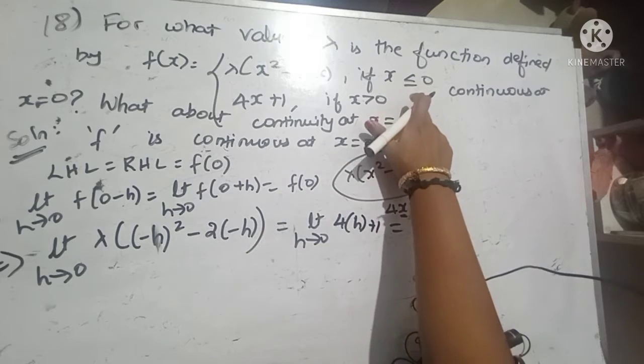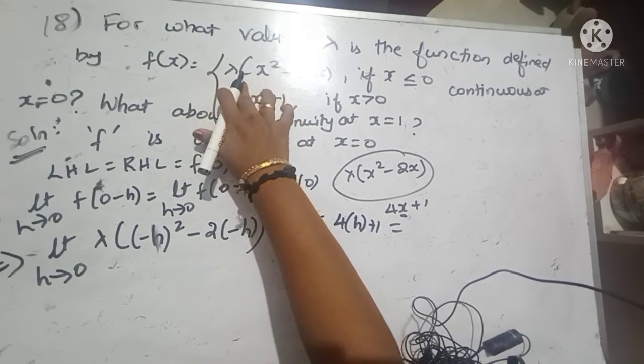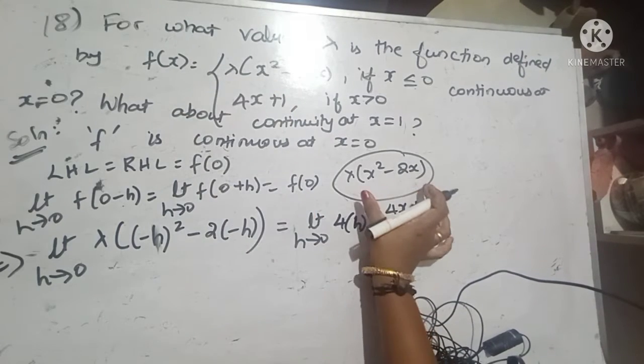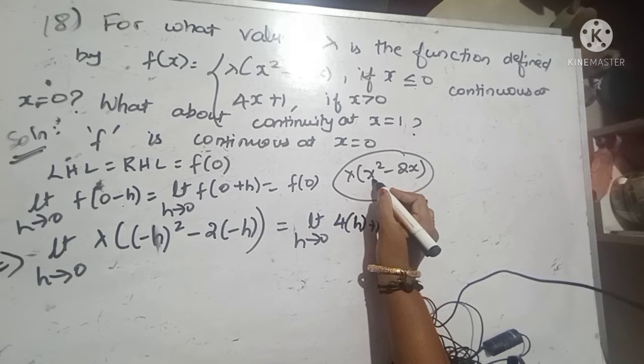So this implies limit h tends to 0 of lambda into, in the place of x we substitute minus h, the whole squared, minus 2 into minus h, equal to limit h tends to 0 of f of 0 plus h. Some number is added to 0, so the function will be 4x plus 1. In the place of x we substitute h, so 4 into h plus 1, equal to f of 0. For f of 0, the equal to sign is with this part, so we consider f of x as lambda x squared minus 2x and substitute 0 in the place of x.